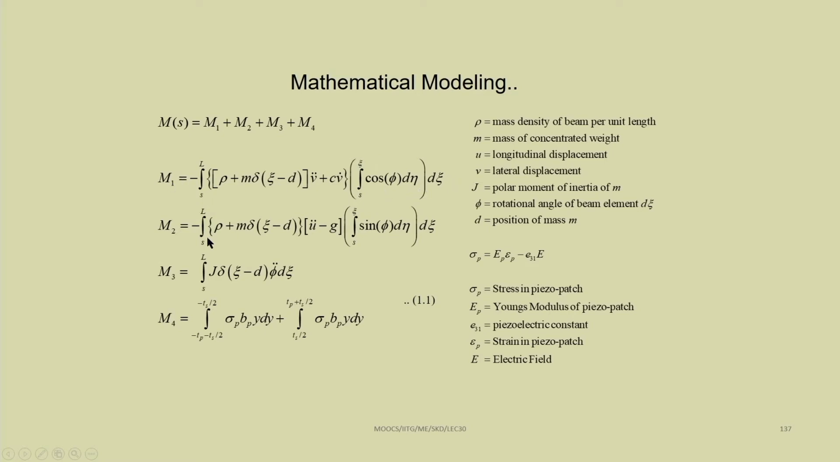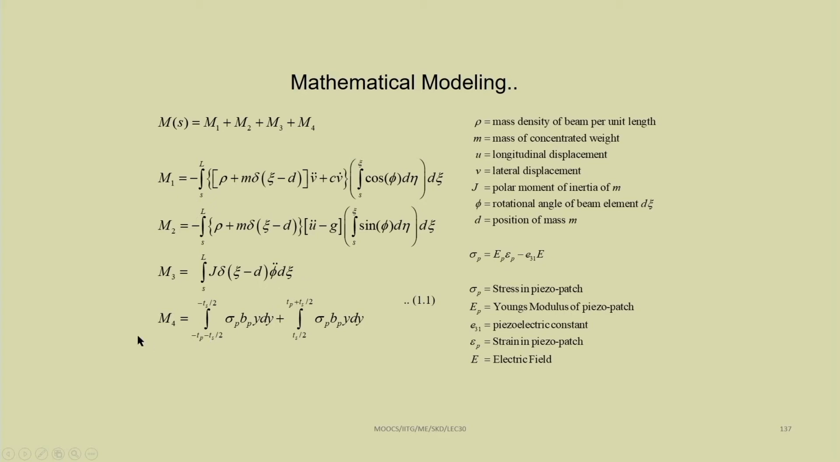This is M1. Similarly, M2 is due to u double dot, that is in the axial direction. In the axial direction you also have the weight, so the g component is coming here. So, (rho plus m delta(zeta minus d)) into u double dot minus g, into the bending part. This force acting over a distance will give the moment: integral from s to zeta of sin phi d eta d zeta. Then due to the rotary inertia part, M3 will be there: J delta(zeta minus d) phi double dot d zeta. This is the rotary inertia part due to the attached mass.